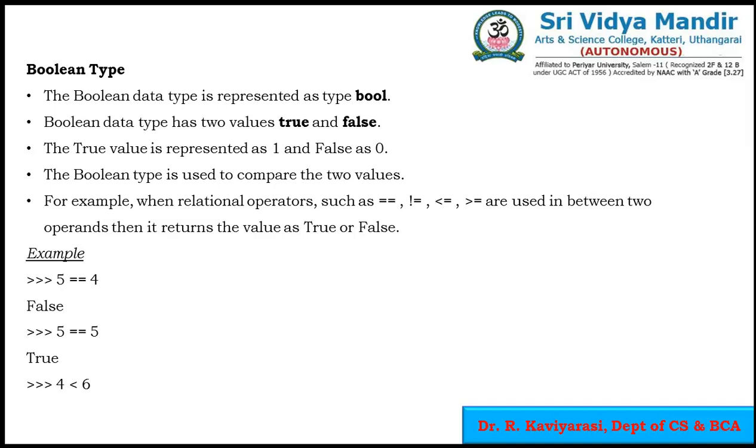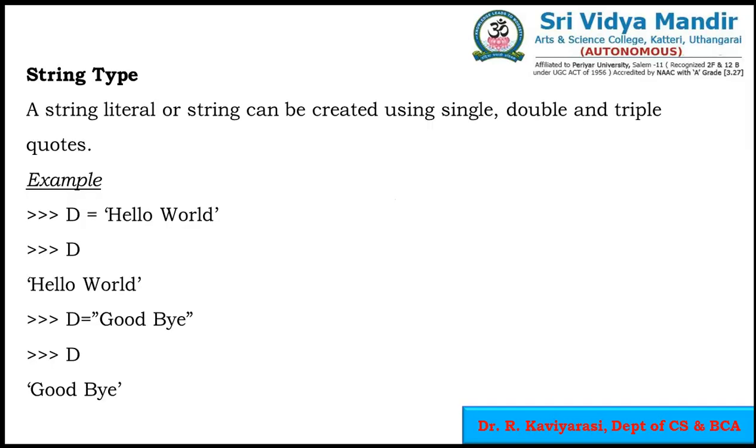For example, 8 greater than 9, the result will be false, and 8 less than 9, the result will be true. So, true and false are the Boolean values. Here, the example is given 5 equal to 4, which results in the bool type. 5 equal to 5 is true. So, Boolean is one of the data types in Python that takes two values, true or false. True means 1 and false means 0.